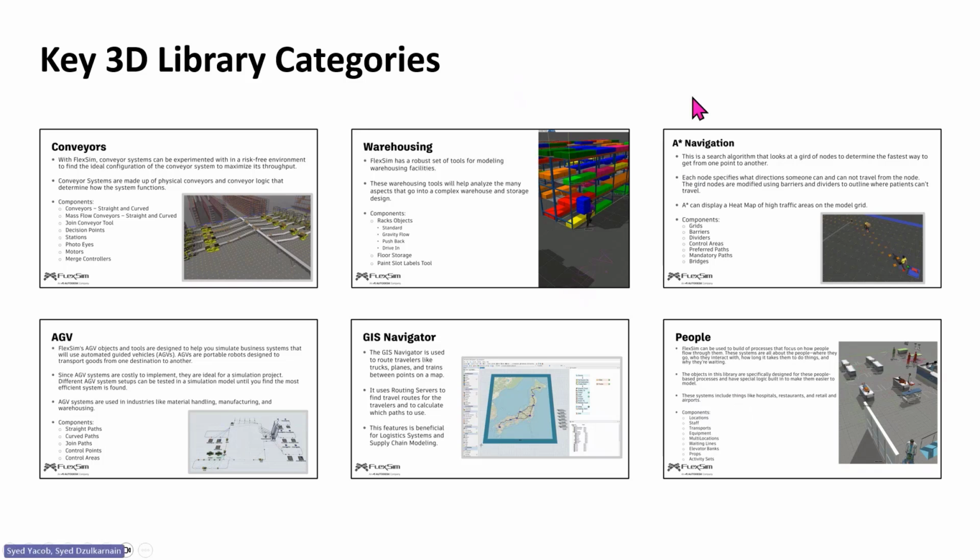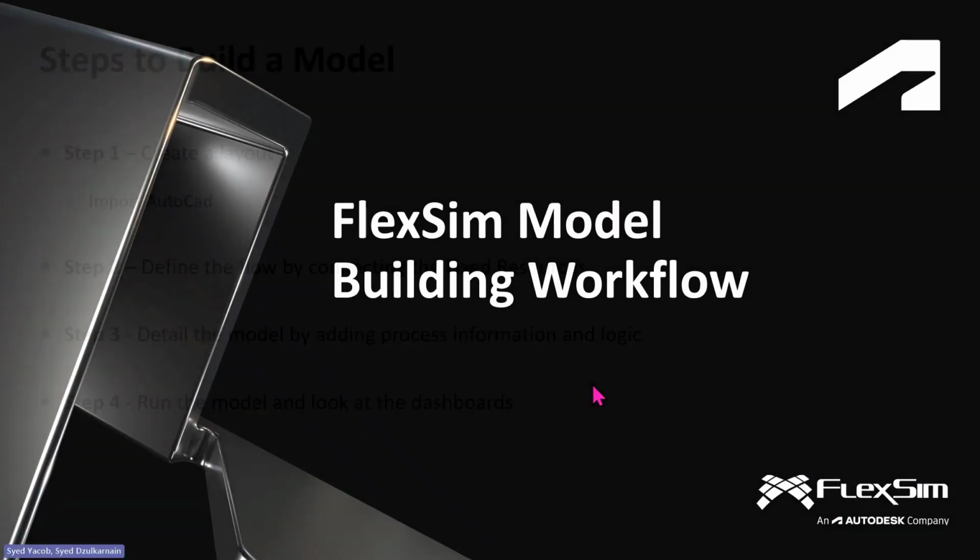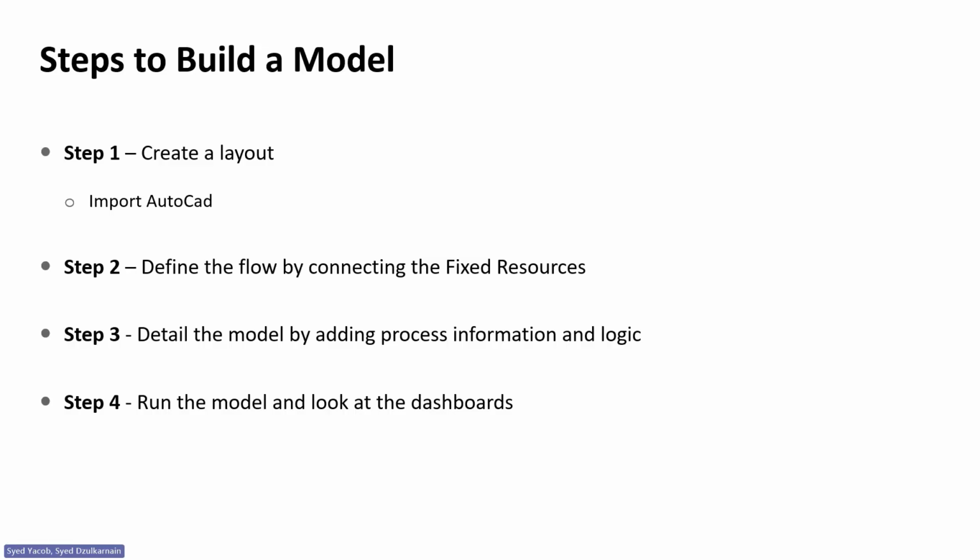Okay, so the libraries available in FlexSim include all the types of conveyors and all the warehousing libraries: racking, some sample racking systems, floor storage, A* navigation, AGV, GIS navigator. You can even plan your transport, let's say from Port Klang to your warehouse. So how long? What's the best route to take? And people. Okay, so the steps to build a model are very straightforward.